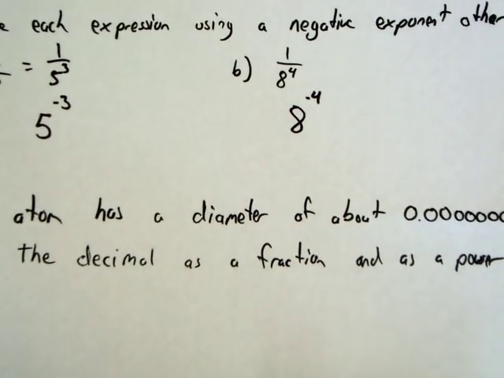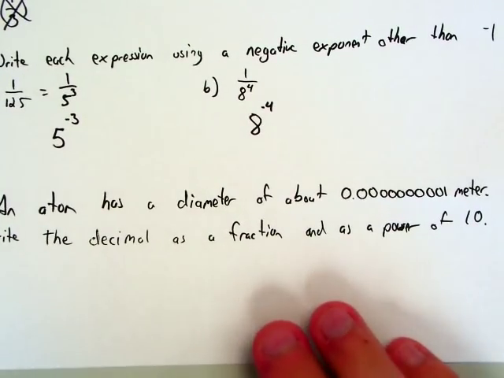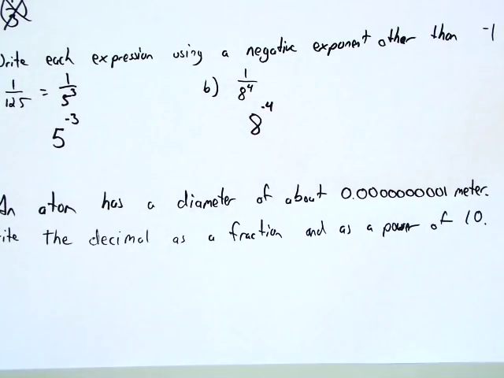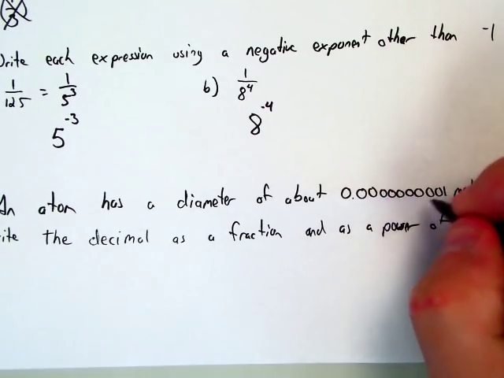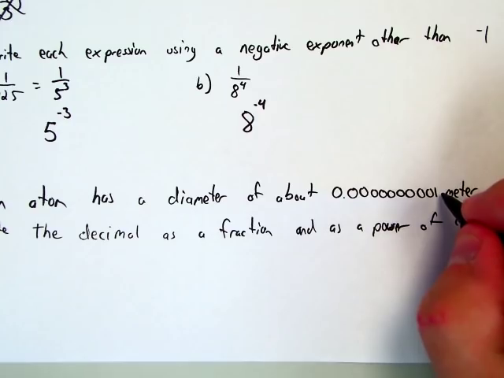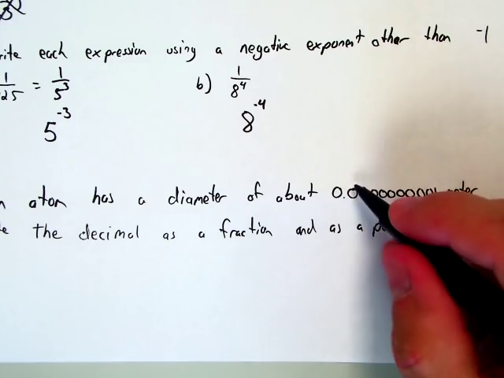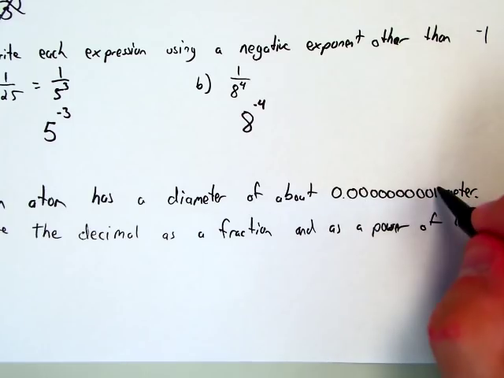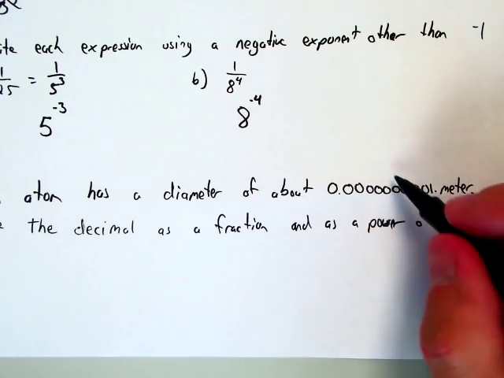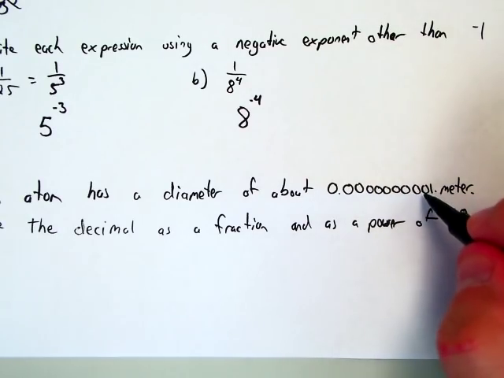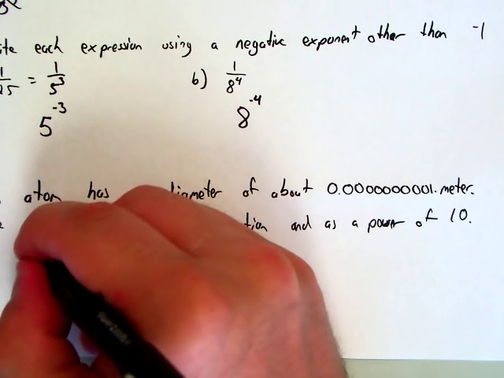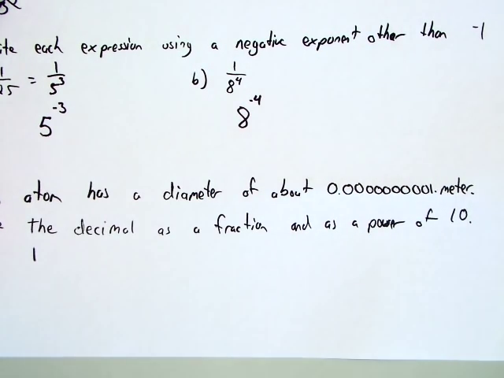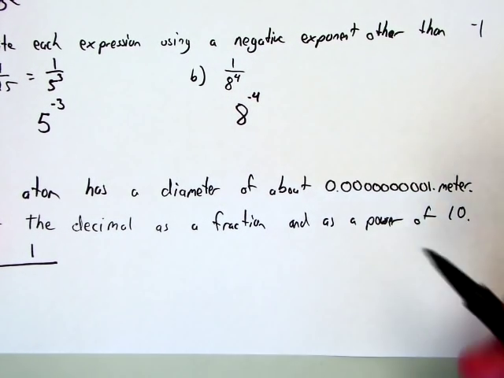Last example on this side, it says an atom has a diameter of 0.000000001 meter. Write the decimal as a fraction and as a power of 10. So first of all, we have to figure out what place value this decimal is in. But remember, when we change a decimal to a fraction, whatever place value the last number is in is the denominator, and then whatever number is after the decimal is in the numerator. So far, the numerator is just going to be 1, because that's the only number. Now we have to figure out what the denominator is going to be.